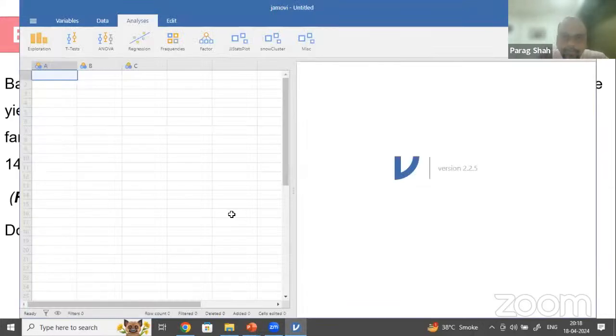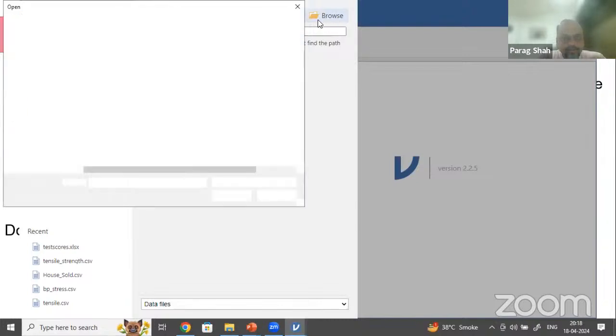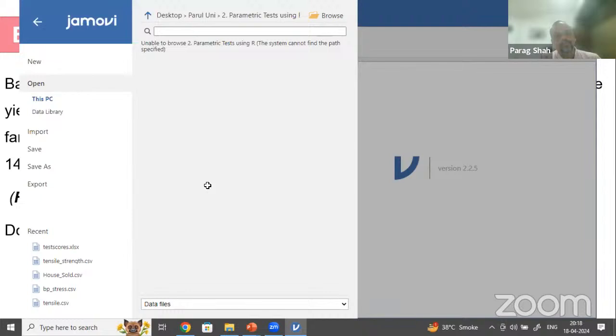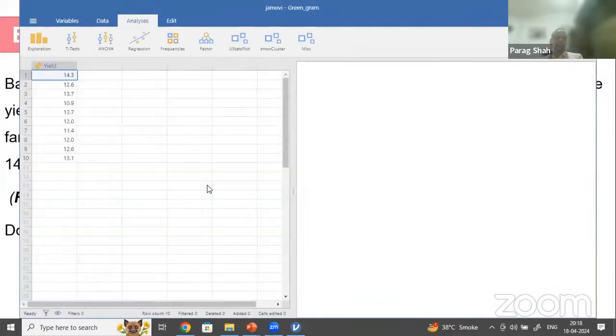My Jamovi blank sheet is open. What is to be done? First step, load the data. So open, browse where your data is. And that is green gram. My data is ready. Done up to this. Loaded the data. I've taken very simple small data first to understand.